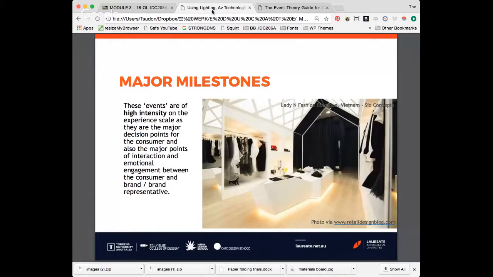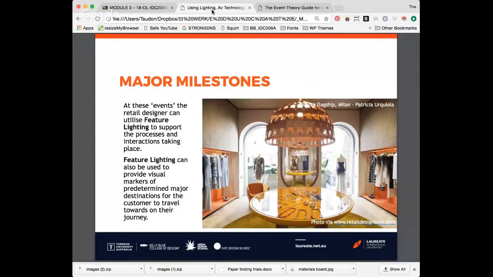So we want to make them really, really special. At these events, we can use feature lighting to support that process and the interactions taking place as well. The feature lighting can also be used as a visual marker throughout the space. If you think of the retail space as a whole, if you locate feature pendants, for example, above these major milestone zones, it makes it really simple for the consumer to see from a distance where the major points of interaction are on that journey.